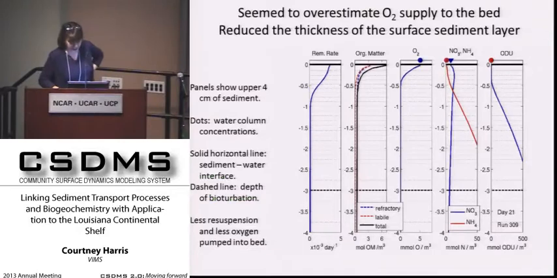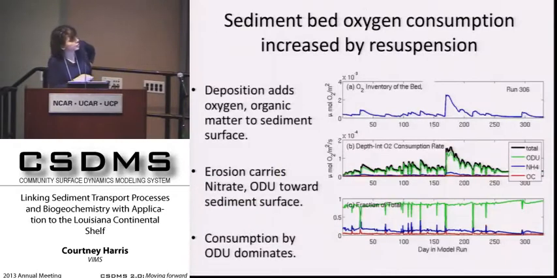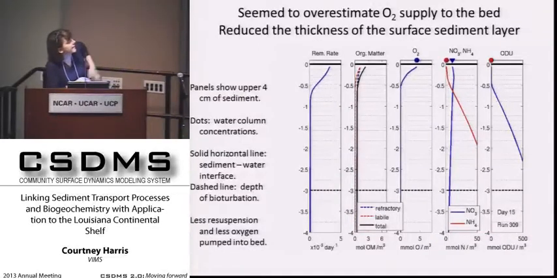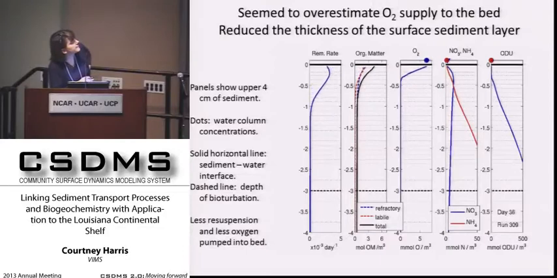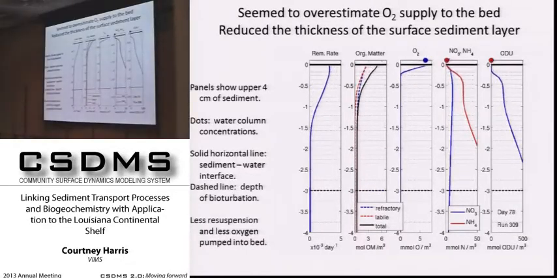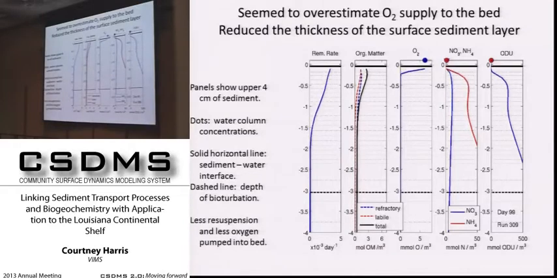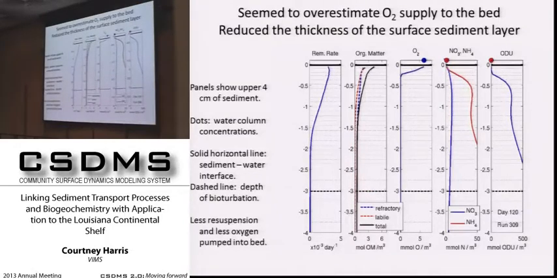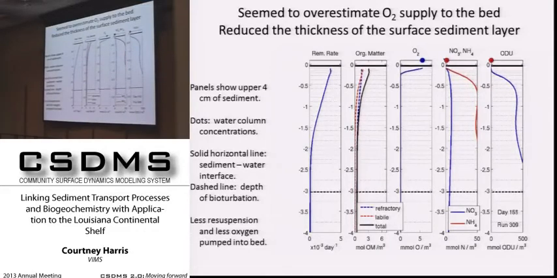Now, I actually didn't so much trust that. I thought I was pumping too much oxygen into the bed. So I looked into how the model was behaving, and I actually think this is a better representation of the shelf. I made the surface sediment layer thinner so that when I had erosion and redeposition events, I didn't pump as much oxygen into the bed. But the system behaves the same, just kind of with less of a signal for pumping oxygen into the bed.